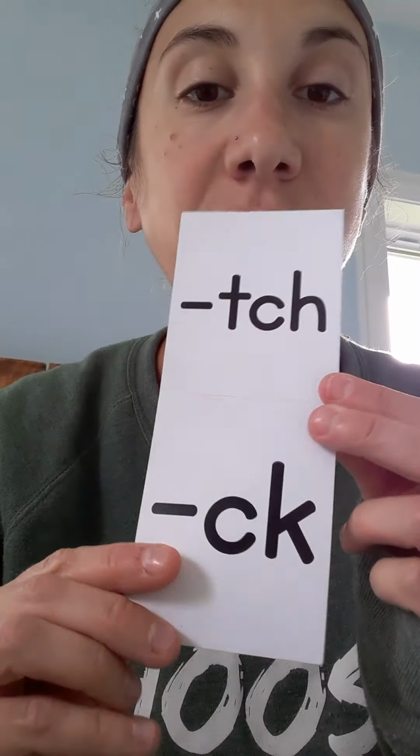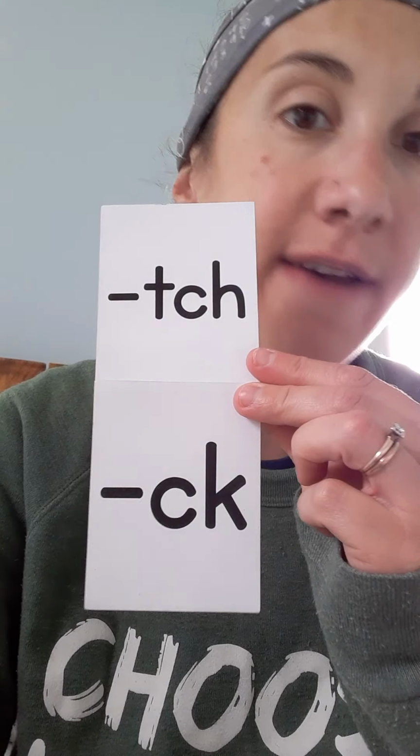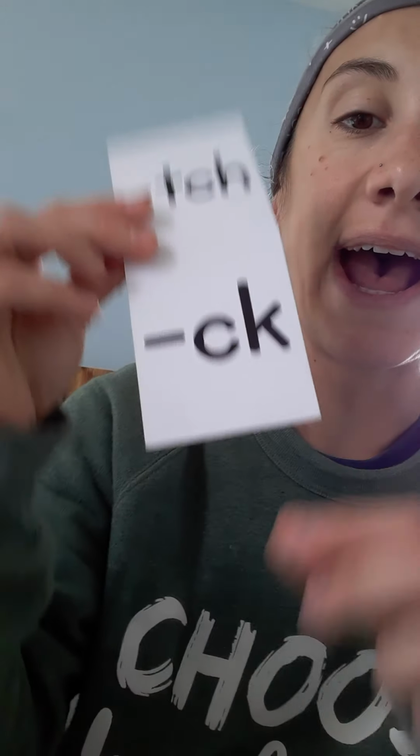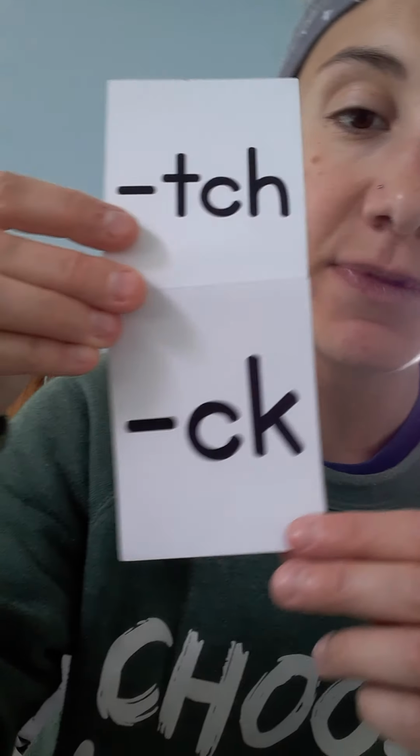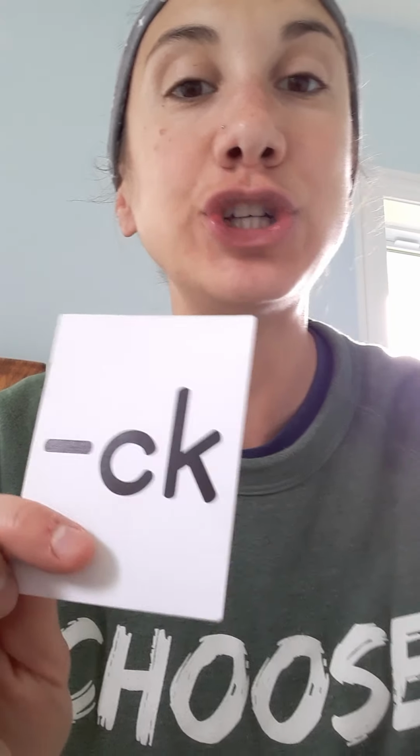I have been Zooming with some kids the past couple weeks, and I have noticed that we need a little review on our TCH and our CK patterns. Both of those patterns, TCH and CK, are part of our short vowel rules, meaning both of these patterns follow a short vowel. So when we look at these two patterns, for example, a C can say k, a K can say k, and CK can say k, but we only use CK after a short vowel.